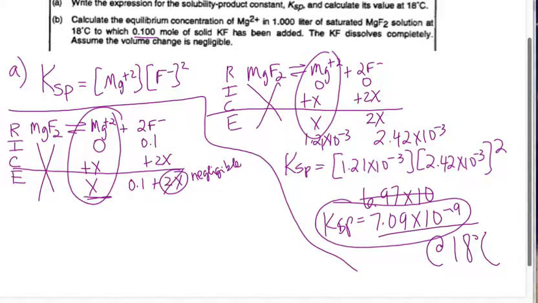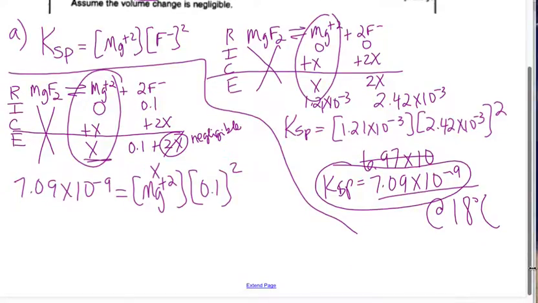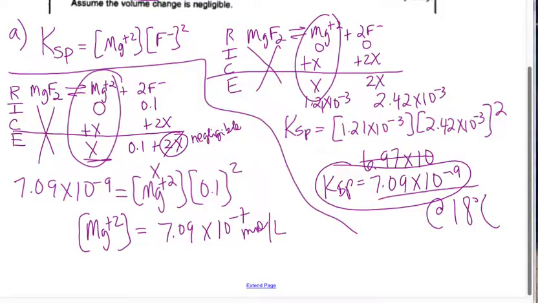So we're going to take this and set it equal to 7.09 times 10 to the negative 9th. That's equal to the concentration of Mg plus 2, which is what we're looking for, which is x, times 0.1 squared. So take 7.09 times 10 to the negative 9th divided by 0.1 squared. Now we're either going to get 11 or 7, I never know, as our exponent. So 7.09 times 10 to the negative 7 moles per liter.